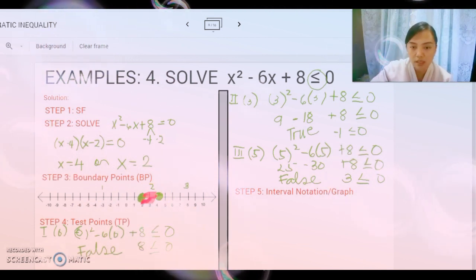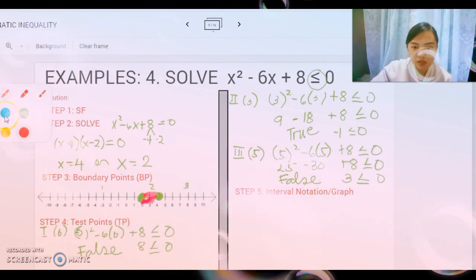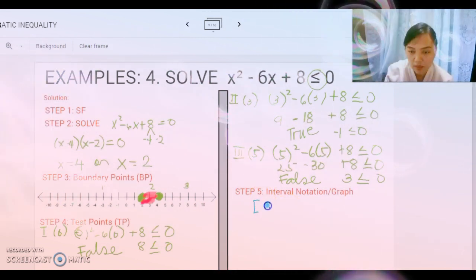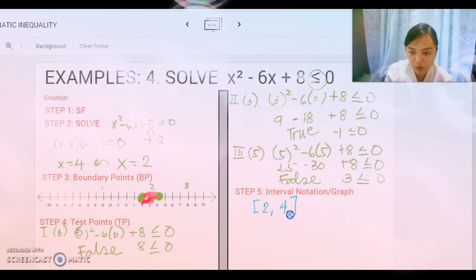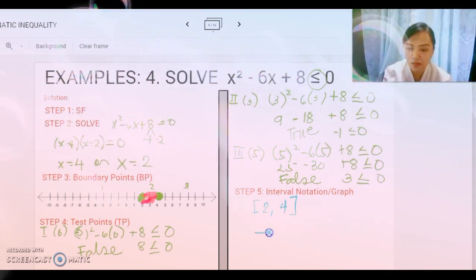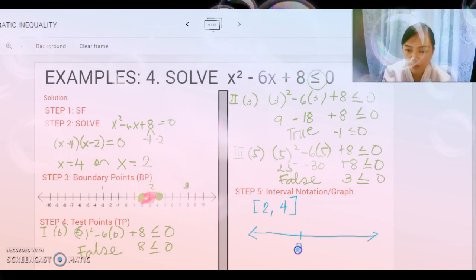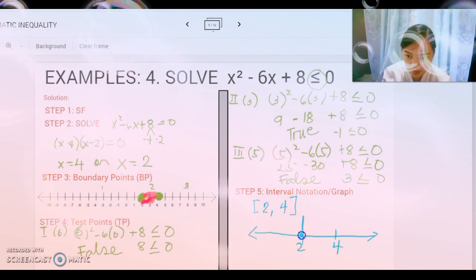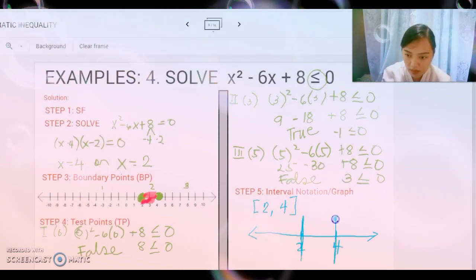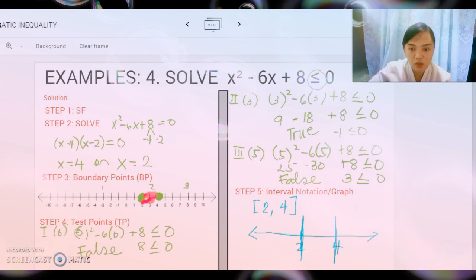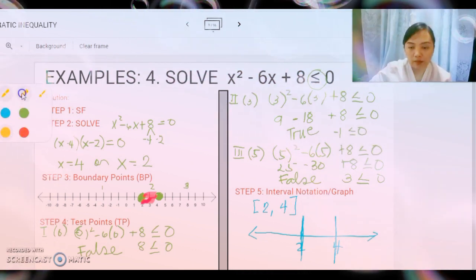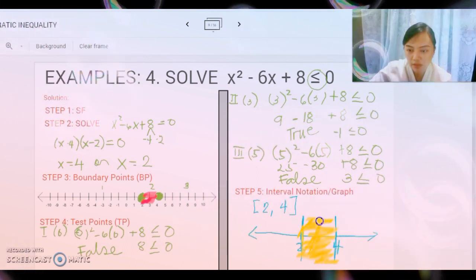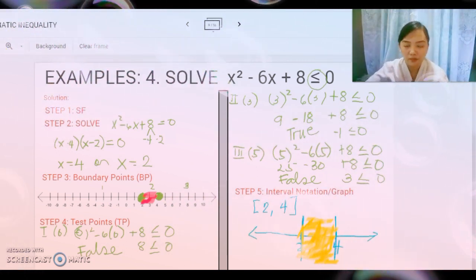Since close circle tayo, so ang ating interval notation would be brackets. So we have mula kay positive 2, papunta kay positive 4. So, kung i-graph natin yan, so ito si 2, tapos si 4. Close siya, so ibig sabihin, straight line, buong straight line. Hindi siya broken lines. Okay. And then, ang shade natin is yung nasa loob. Tama? Ito. So, yan yung solution. Yan yung graph. Okay? That's it.